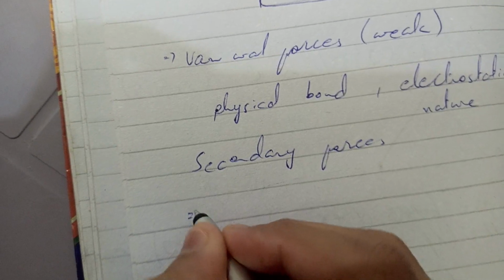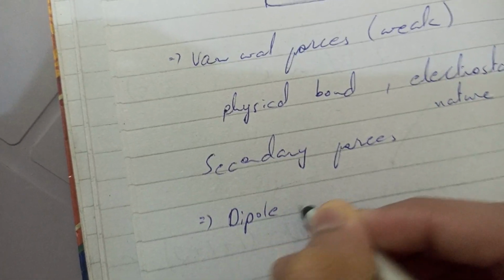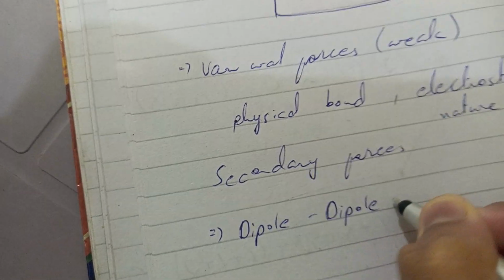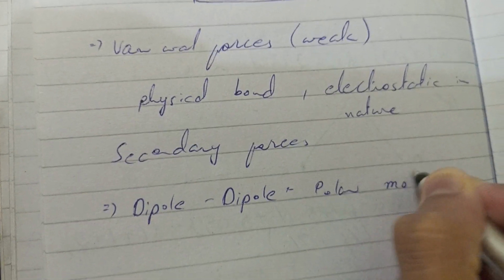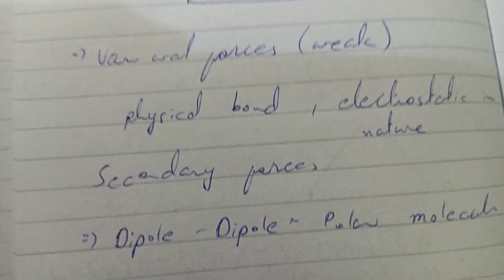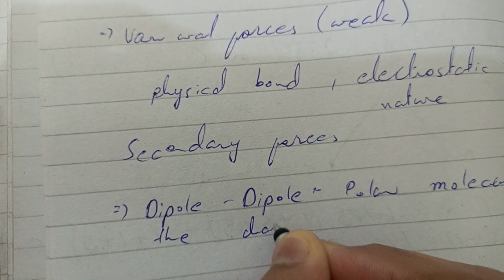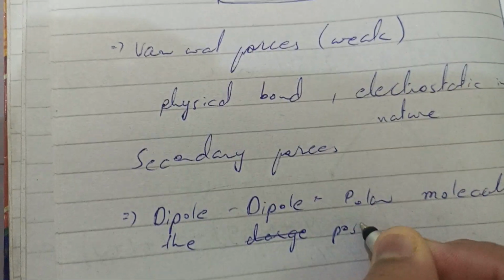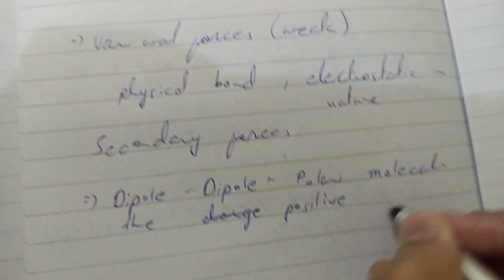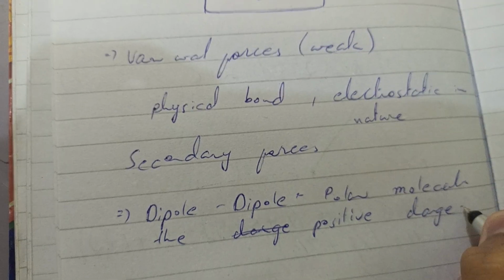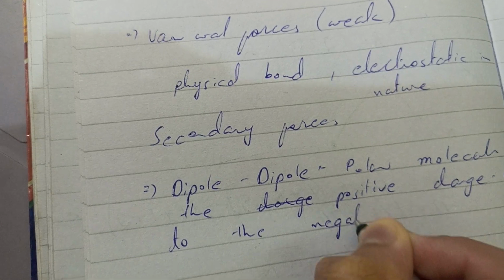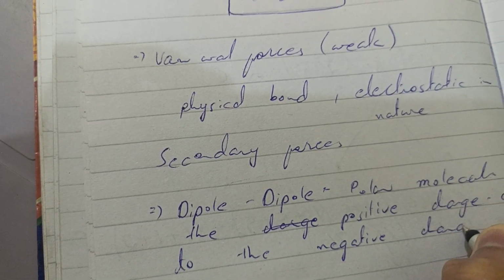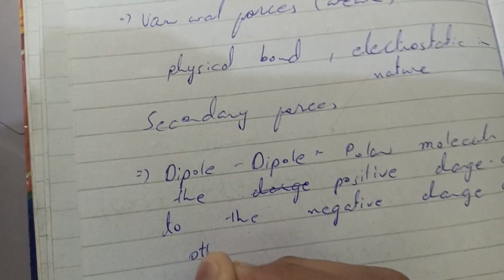The second type that we have is dipole-dipole. If you talk about the strength, the energy, it is in the middle. It happens between polar molecules, the positive charge of one to the negative charge of another. What does it mean?